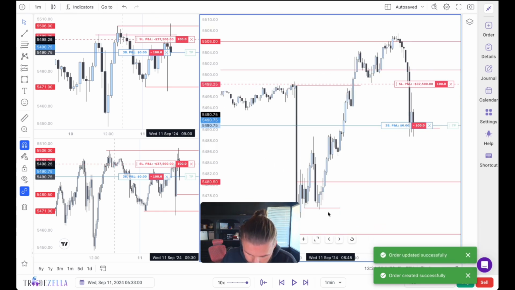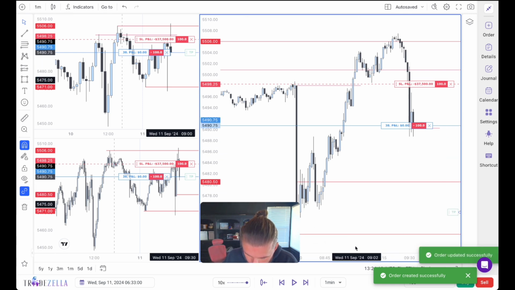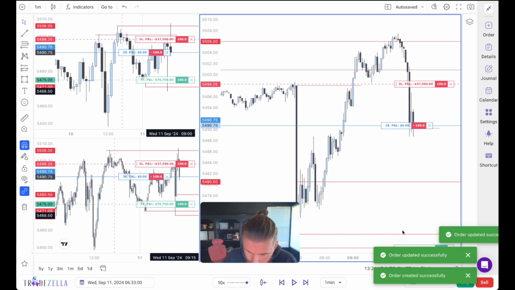Your target would be somewhere in here. I'd be thinking maybe here, or if you're ambitious enough, you could probably go wick low. Wick low is a reasonable target.